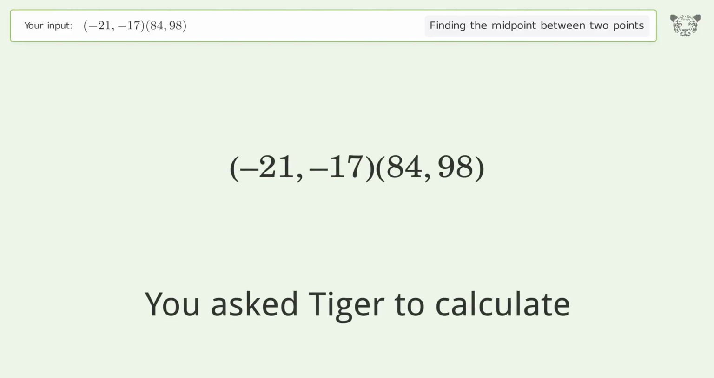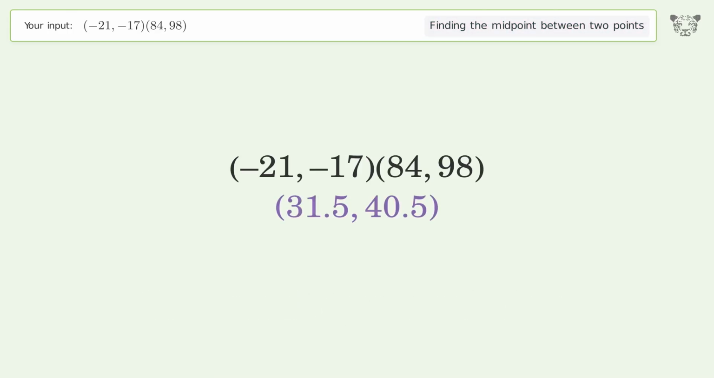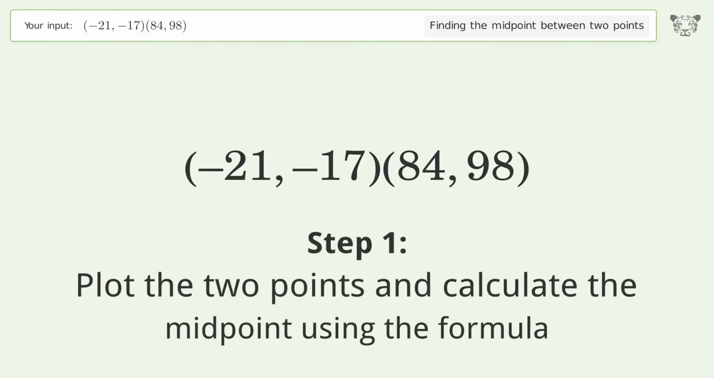You ask Tiger to calculate. This deals with finding the midpoint between 2 points. The midpoint between the 2 points is 31.5, 40.5. Let's solve it step by step. Plot the 2 points and calculate the midpoint using the formula.